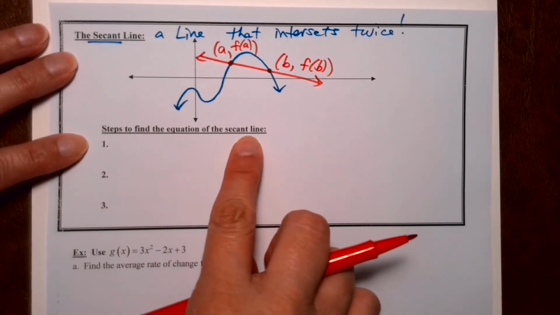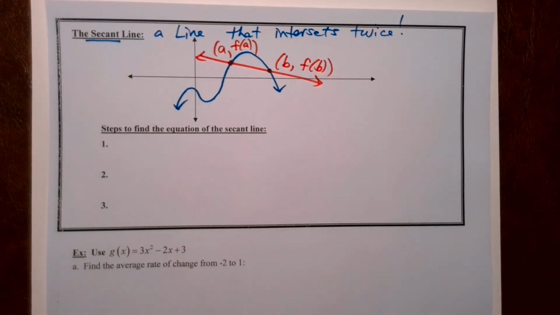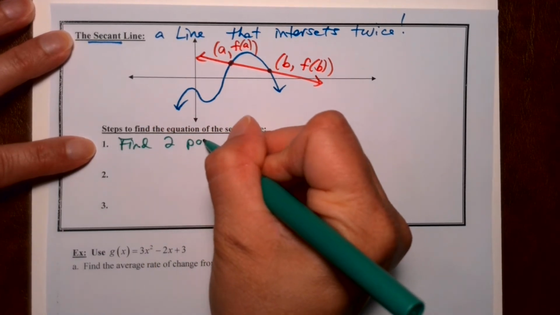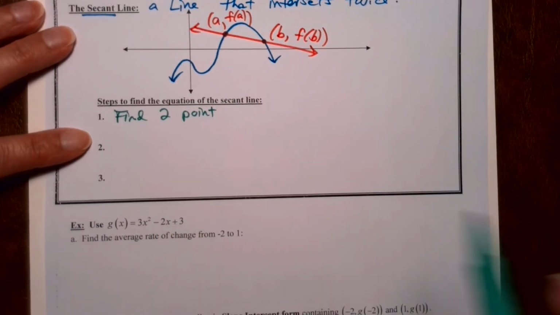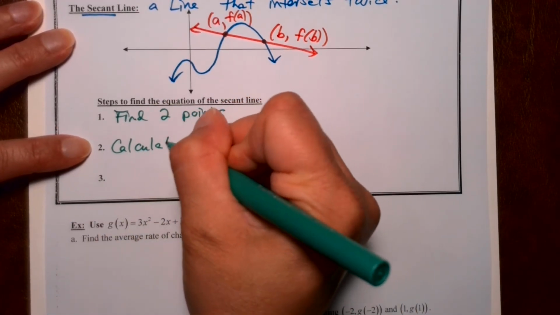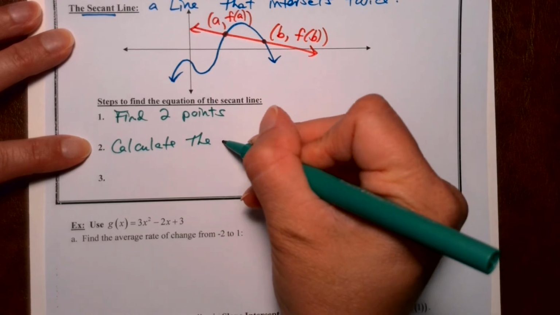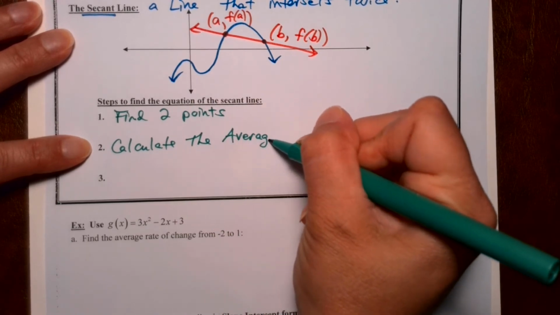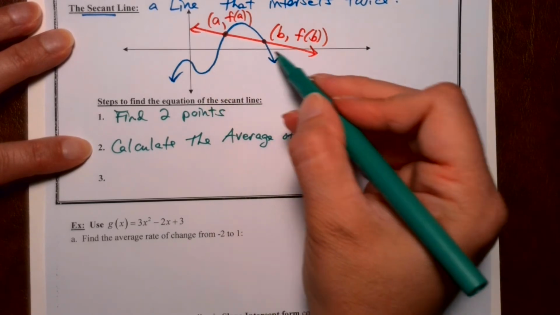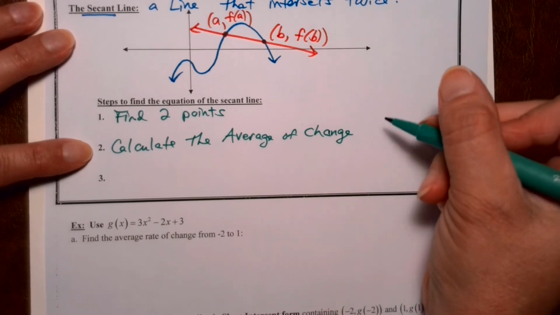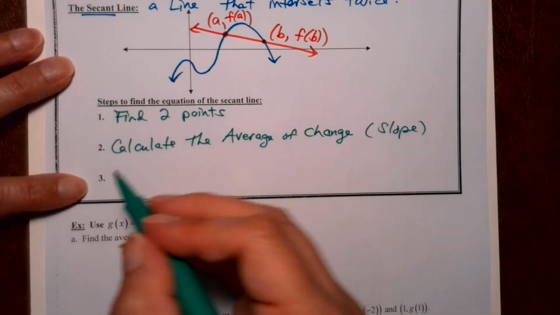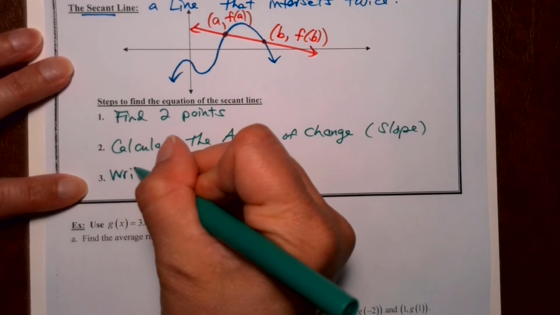So we've got 2 points. How do you find the equation of the secant line? Very simple. Step 1, you find 2 points, just like we did in the last couple examples. Step 2, calculate the average rate of change. Remember, I can't call it something else because it's curvy, but when I say average rate of change, you say slope. And then finally, write the equation.